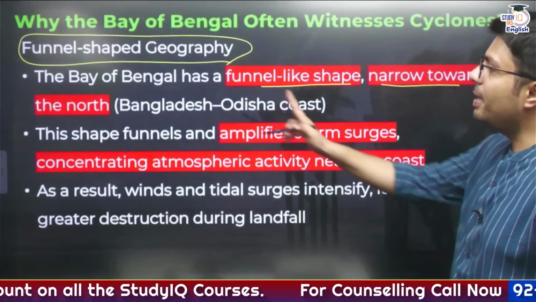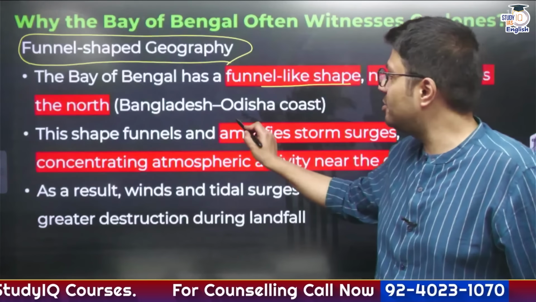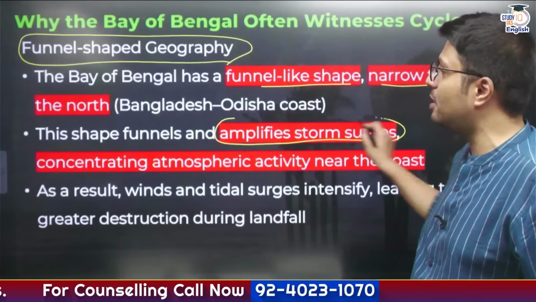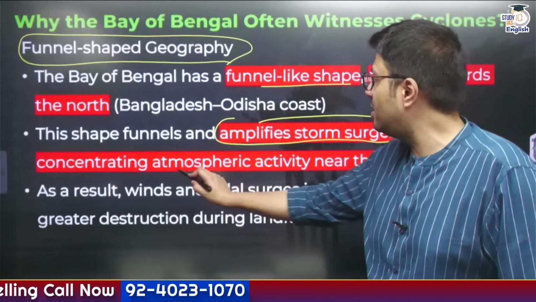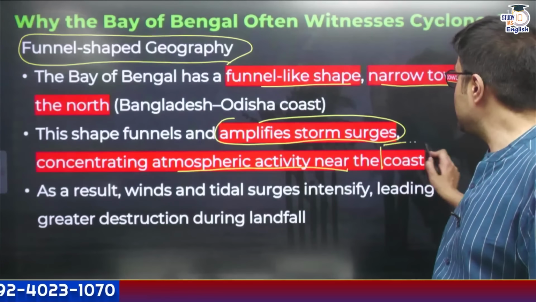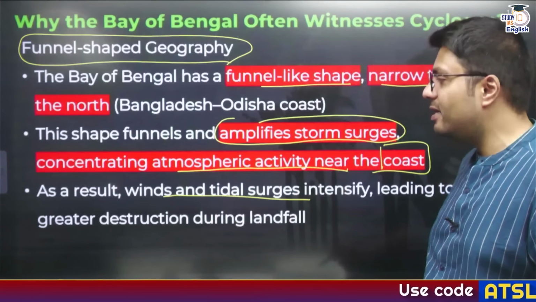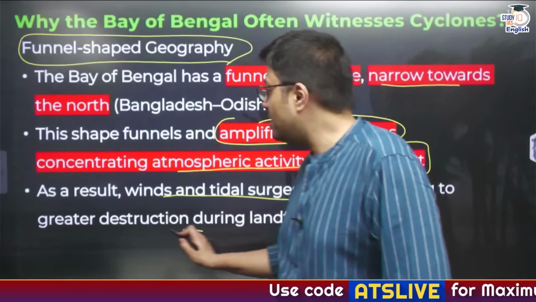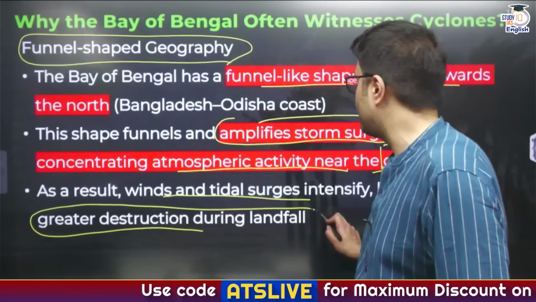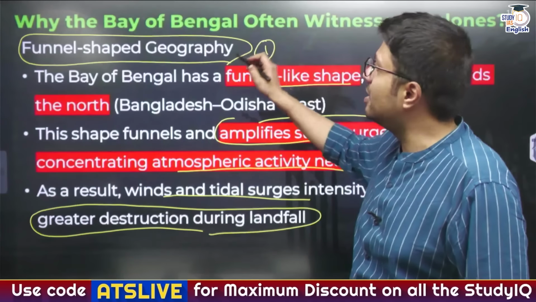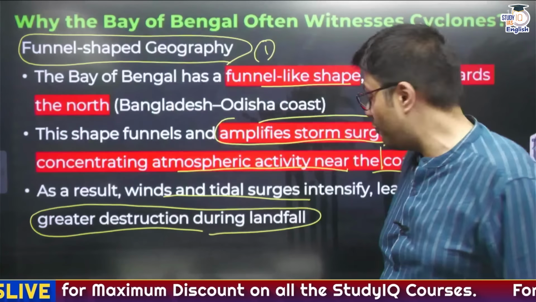And this funnel shape amplifies the storm surges, and therefore helps concentrate the atmospheric activity near the coast. So this allows winds and tidal surges to intensify, leading to greater destruction during the landfall of a cyclone. So this is the first reason, that is, the funnel shaped geography of the Bay of Bengal.